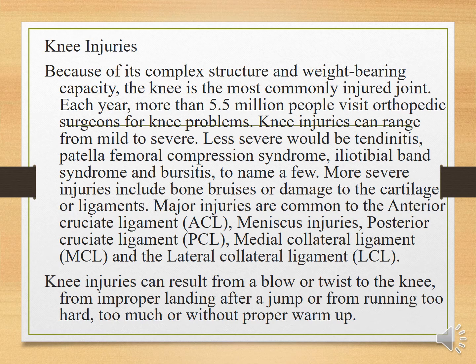Major injuries are common to the anterior cruciate ligament or ACL, meniscus injuries, posterior cruciate ligament or PCL, medial collateral ligament or MCL, and the lateral collateral ligament or LCL. Knee injuries can result from a blow or twist to the knee, from improper landing after a jump, or from running too hard, too much, or without proper warm-up.